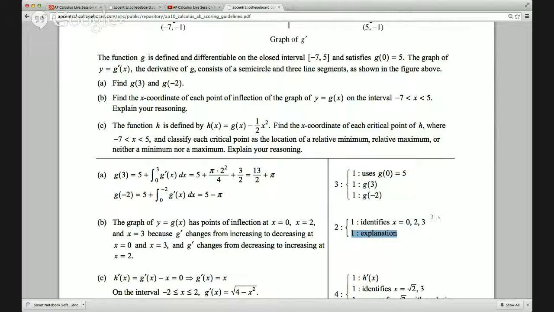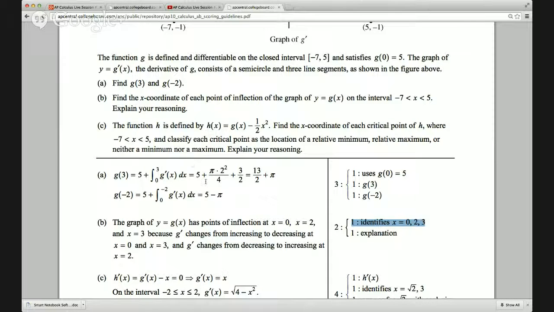Guys, one important thing to note is here you have to identify all three. At least in the trainings I've gone to, that seems to be the trend: if they're asking you for multiple things and it's all 1 point, you've got to give all of them. Okay? I don't think they do half points. I could be wrong about that, but I don't think I am.